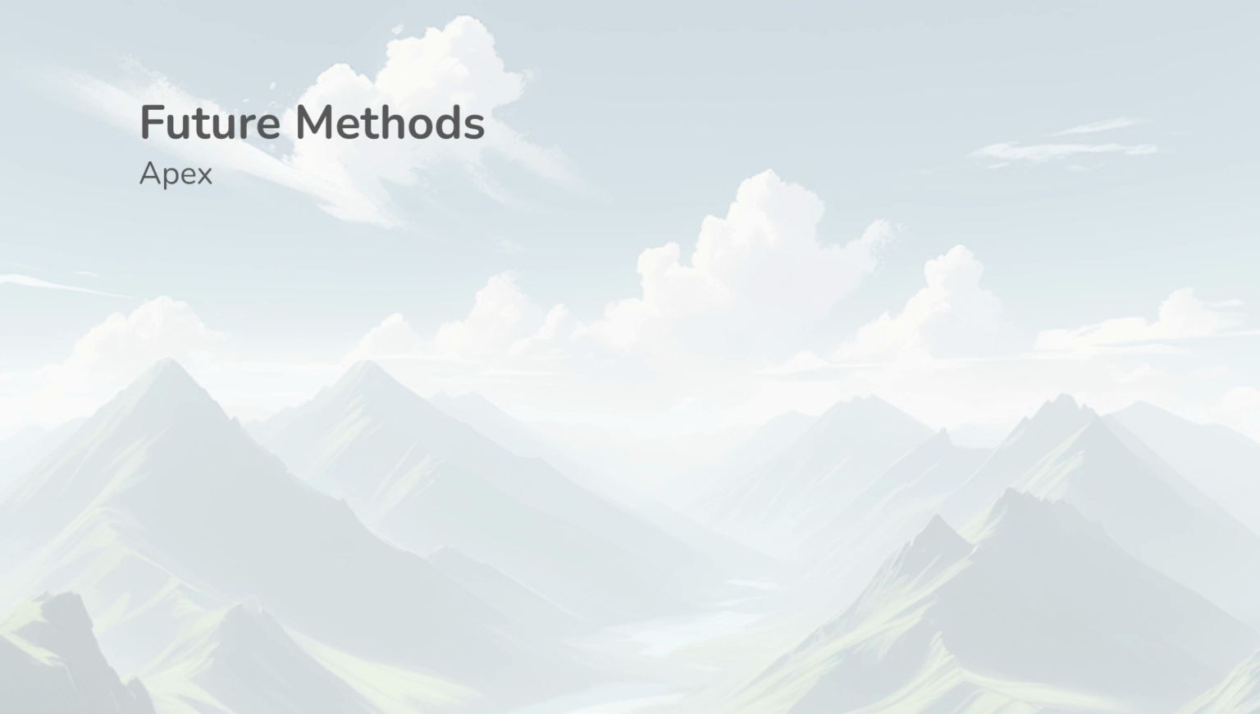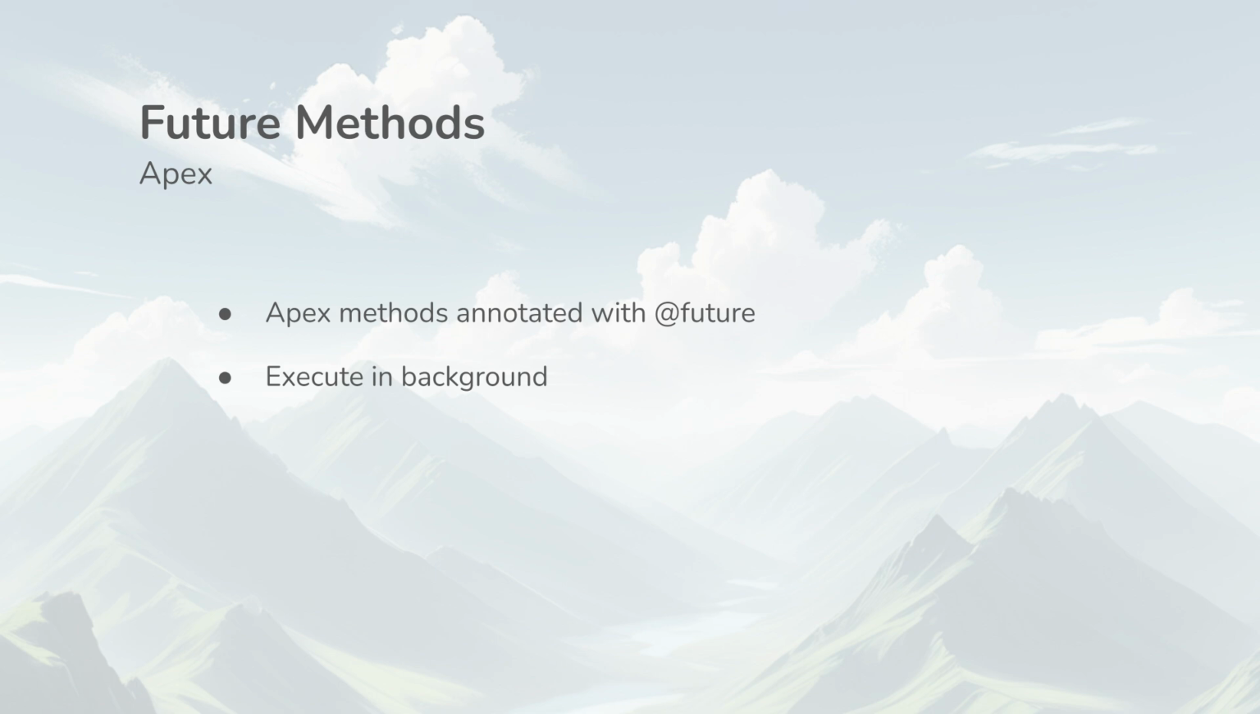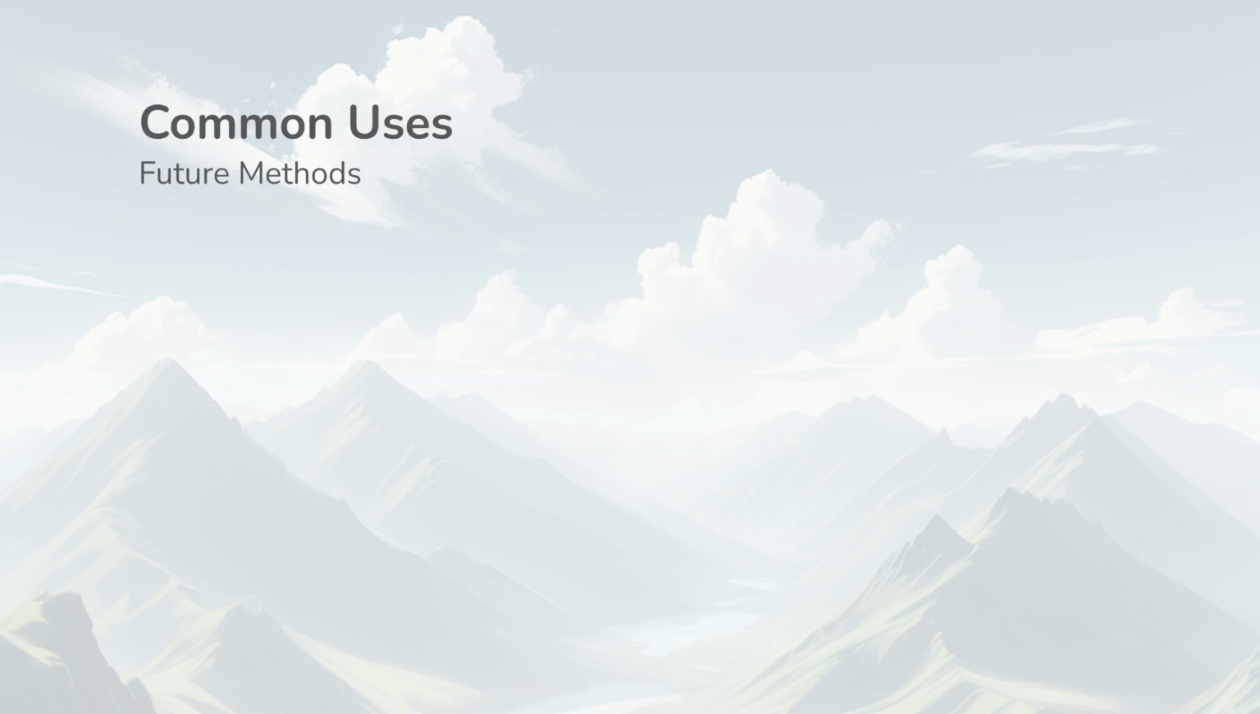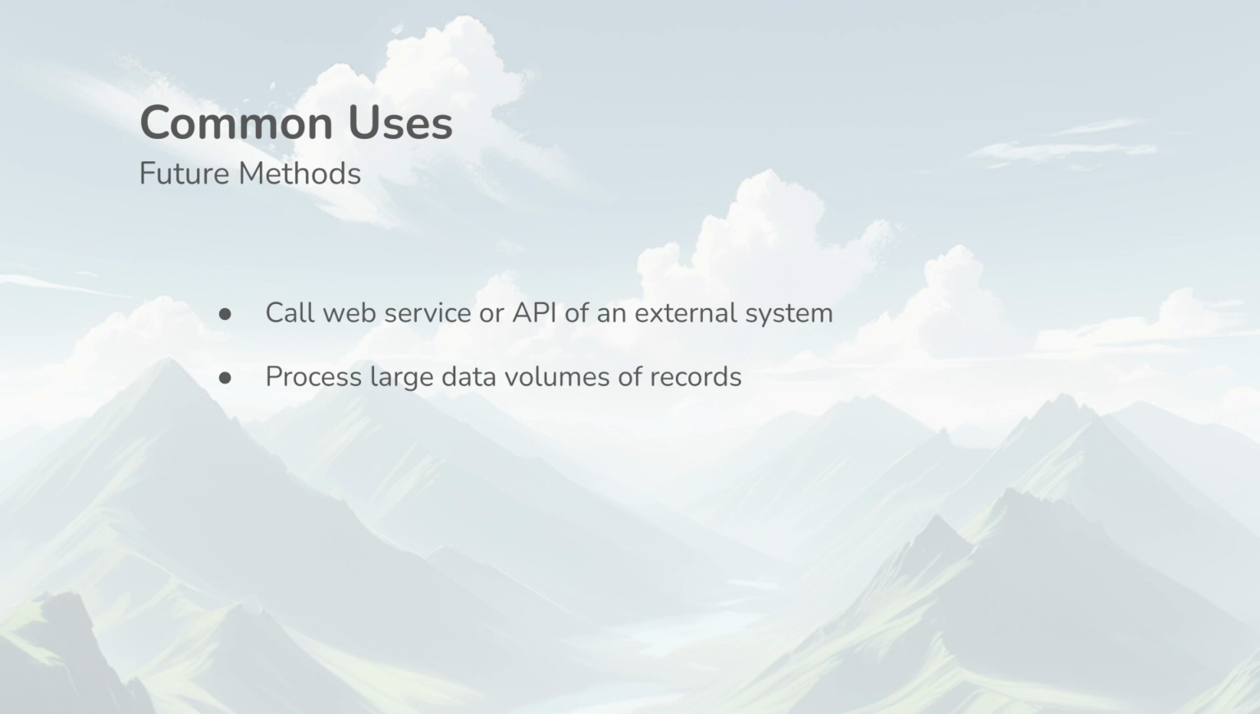Future methods are Apex methods annotated with @future. They enable us to run the code inside that Apex method asynchronously, meaning that the method will execute in the background without blocking the Apex code which called that future method. So simple, right? Future methods are particularly useful to perform tasks that are resource intensive or time consuming, such as making web service or API callouts to external systems, processing large volumes of records, or sending emails.